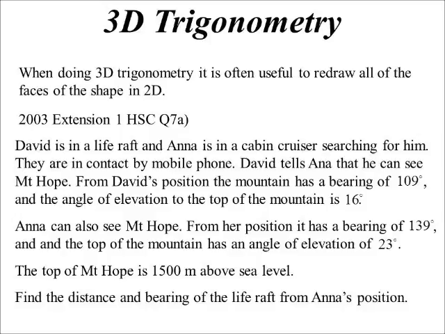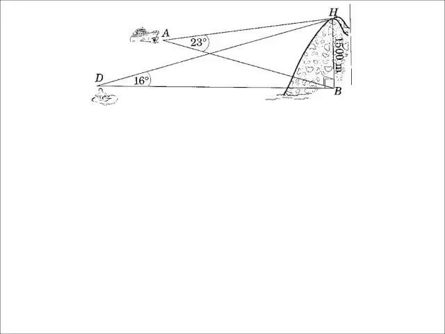So what we're looking at here is one of those real-world problems. The top of Mount Hope is 1,500 metres above sea level. We've got to find the distance and the bearing of the life raft. And they gave us this lovely picture. Apparently, that's a cabin cruiser. Huge cabin cruiser, tiny little raft down there.